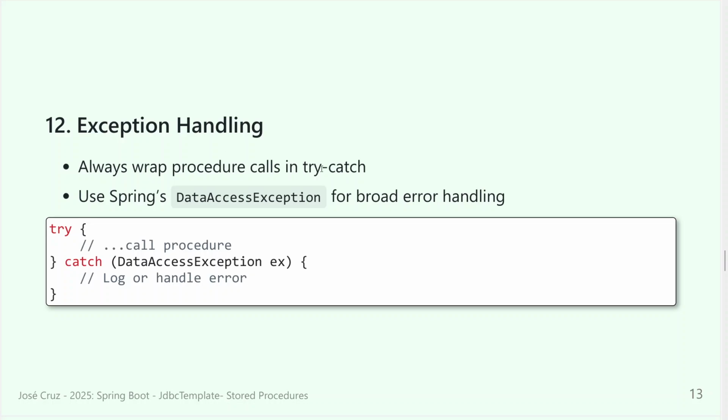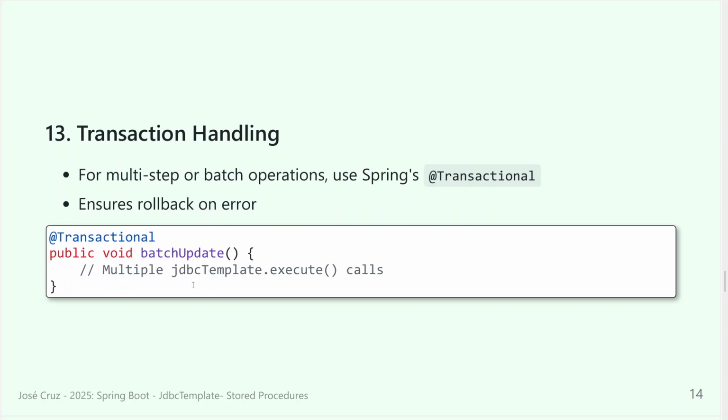So always wrap procedure calls in try catch. You never know what can happen inside the stored procedure that can break with an exception, and you want to log that information. It's common good practice, not only for stored procedures, but any other database operation.